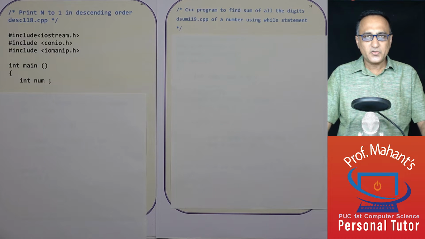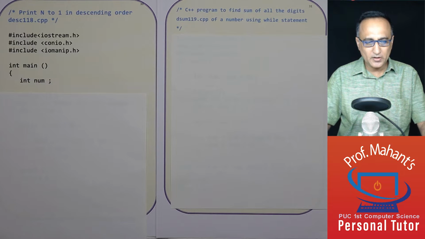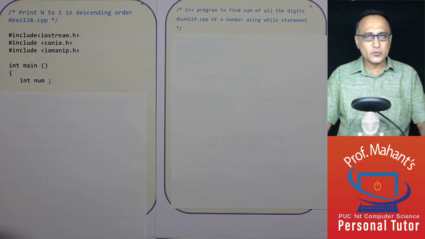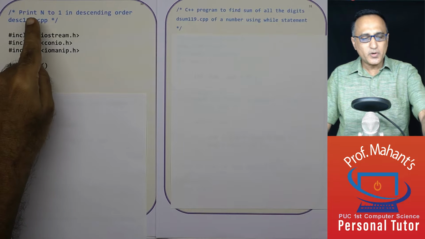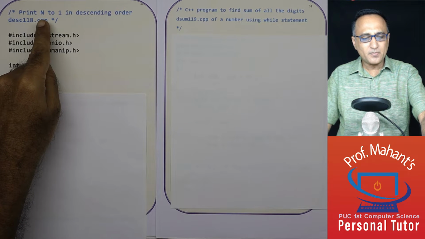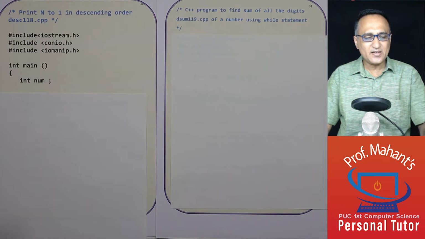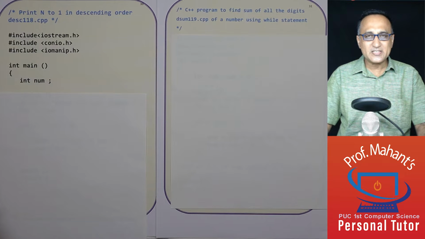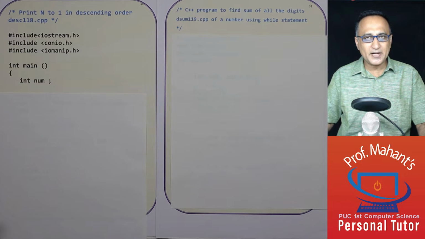In this session, we are going to take a look at two programs, how they are going to be solved using the while loop. In the first program, I'm going to show you how you can print numbers from n to 1 in a descending order. What it means is if n happens to be 10, I'm going to print 10, 9, 8, 7, 6, 5, all the way down up till 1. I should not print 0.